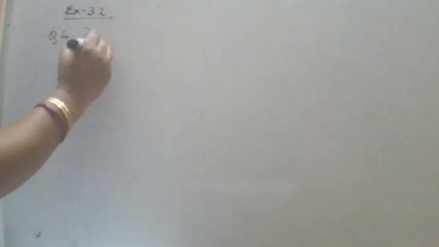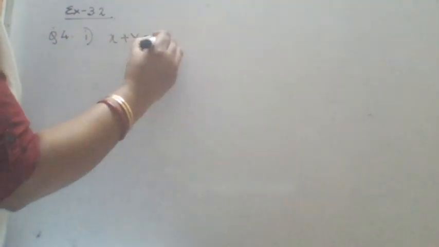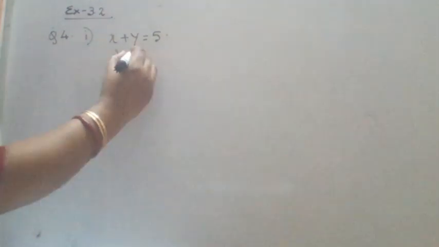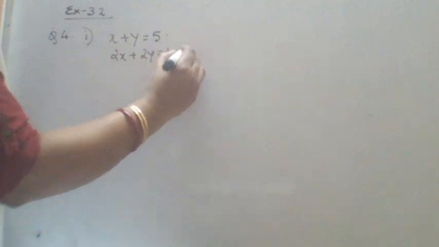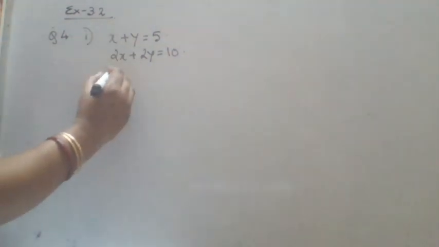Now let us do the first one, that is question number 1. First part of exercise, question number 4, that is x plus y is equal to 5 given to you, and another one is 2x plus 2y is equal to 10. So let us check whether this is consistent or inconsistent.